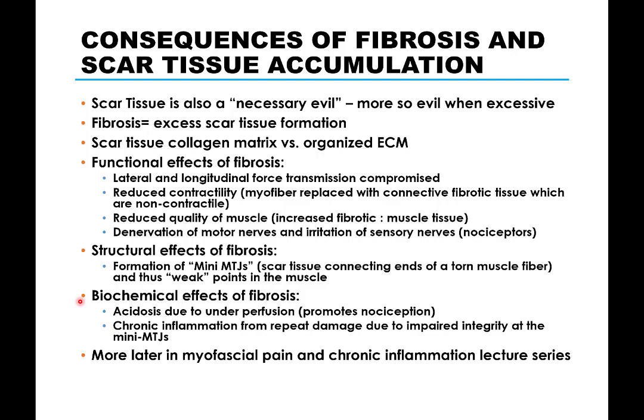Another indirect consequence of reduced structural integrity is chronic inflammation, which I said was abnormal. With reduced structural integrity at the scar tissue and mini MTJ sites, there is a greater risk for damage, as I mentioned. And with that, the MTU is more susceptible to exercise-induced muscle damage, especially in an athlete who trains or plays sports quite frequently.